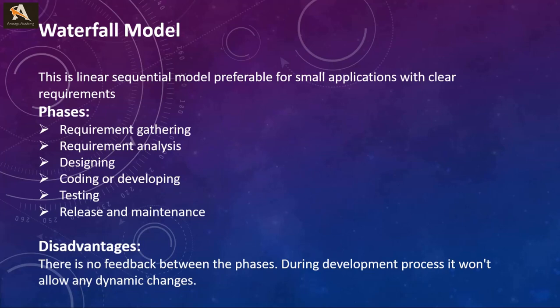Waterfall model. What is the waterfall model? This is a linear sequential model, preferably for small applications with clear requirements. So what are the phases of the waterfall model? Requirement gathering, requirement analysis, designing, coding, testing, release and maintenance. Okay, let's give a brief explanation for each and every phase.